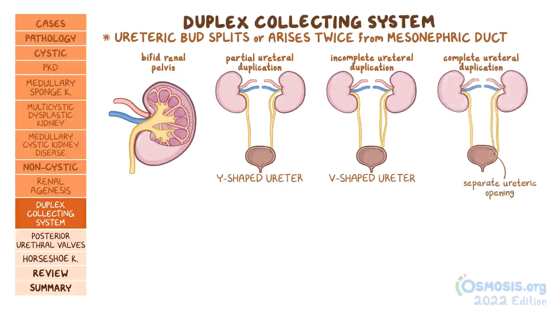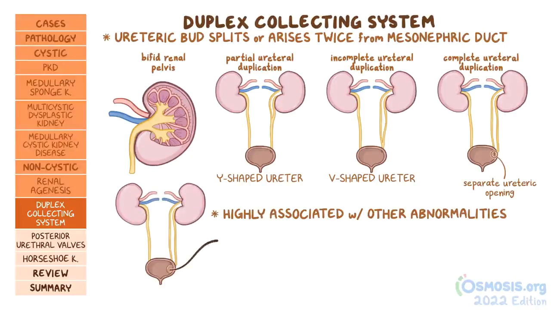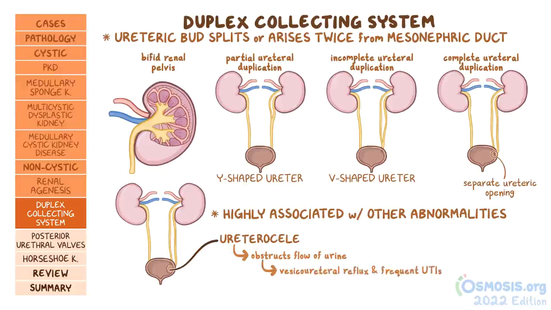Now remember that this congenital disorder is highly associated with other abnormalities of the urinary tract, like ureterocele. With this condition, the part of the ureter that enters the bladder swells like a balloon, thereby obstructing the flow of urine. Eventually, ureteral obstruction can lead to vesicoureteral reflux and frequent urinary tract infections.